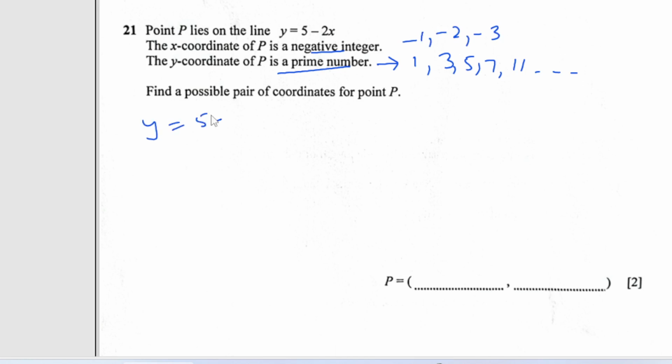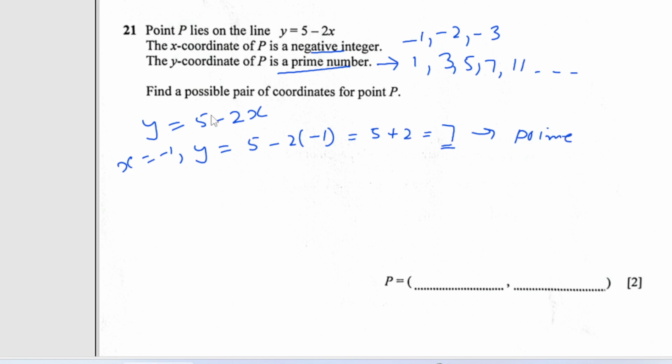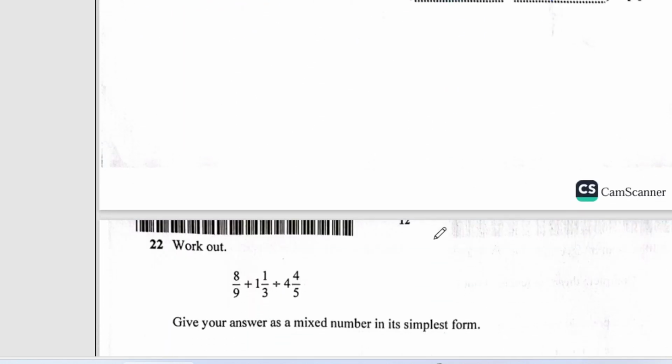So you have to use a trial and error method. y equals 5 minus 2x. So I can take the value of x. Let's say if x is -1, then y is 5 minus 2 into -1, which is 5 plus 2, it is 7, which is a prime number, right? So we can have the pair -1 and 7. So you may have a different answer depending upon the value of x that you are taking, right?